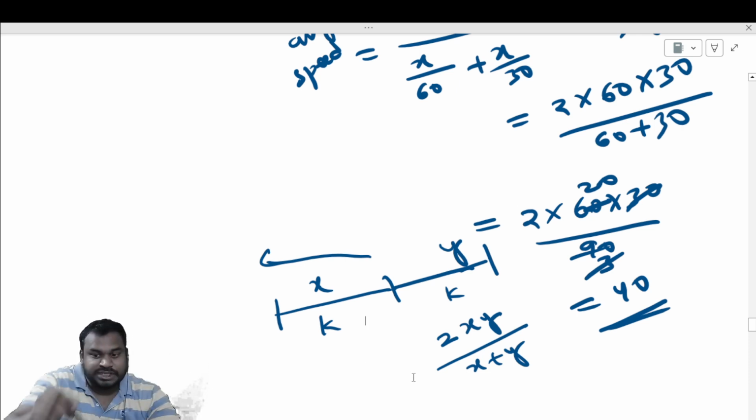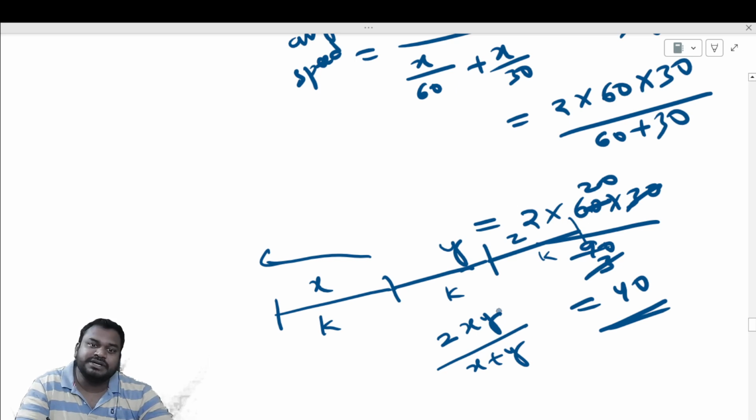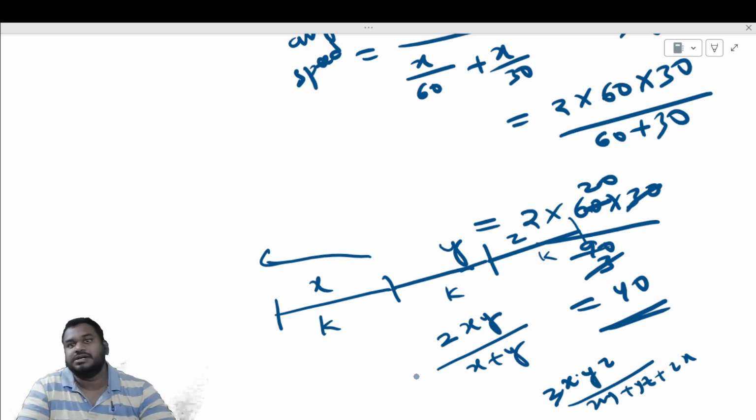And there is one more point I'll tell you. Suppose it covers the same distance, again k distance, with the speed of z, then the formula will become 3xyz divided by xy plus yz plus zx. Then you get another model, same question.